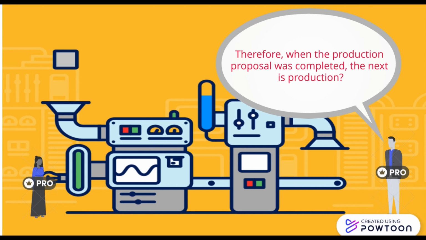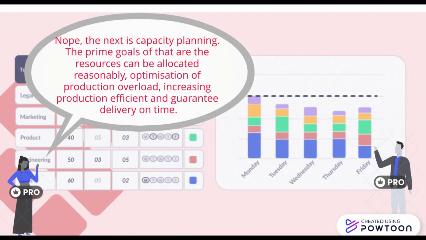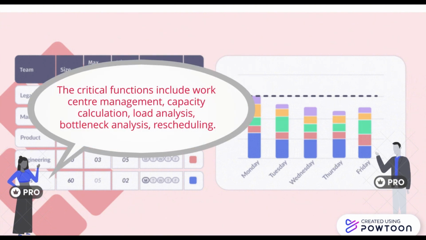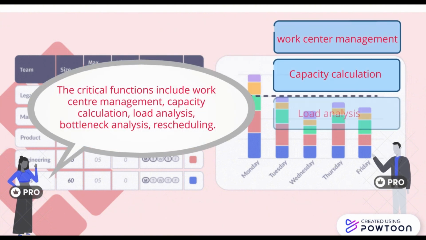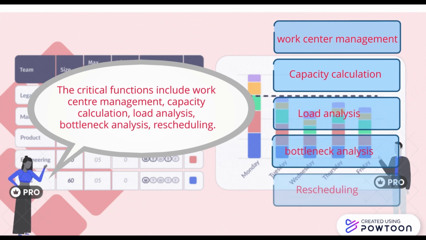Therefore, when the production proposal is completed, the next is production. Nope, the next is capacity planning. The prime goals of that are that resources can be allocated reasonably, optimization of production overload, increasing production efficiency and guaranteeing delivery on time. The critical functions include work center management, capacity calculation, load analysis, bottleneck analysis, rescheduling.